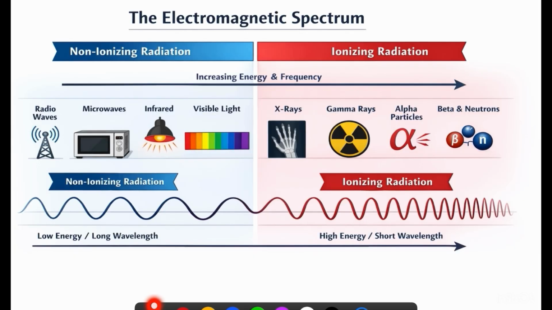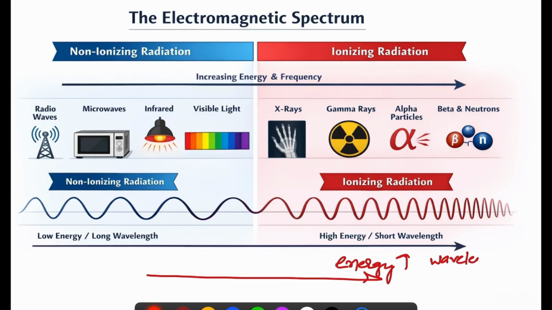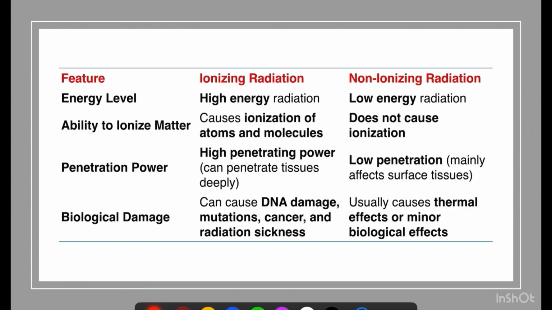This figure shows the complete electromagnetic spectrum, and as we move from non-ionizing to ionizing, the energy increases and the wavelength decreases. The examples we have already seen in the previous slides. We will see some differences between ionizing and non-ionizing radiations.